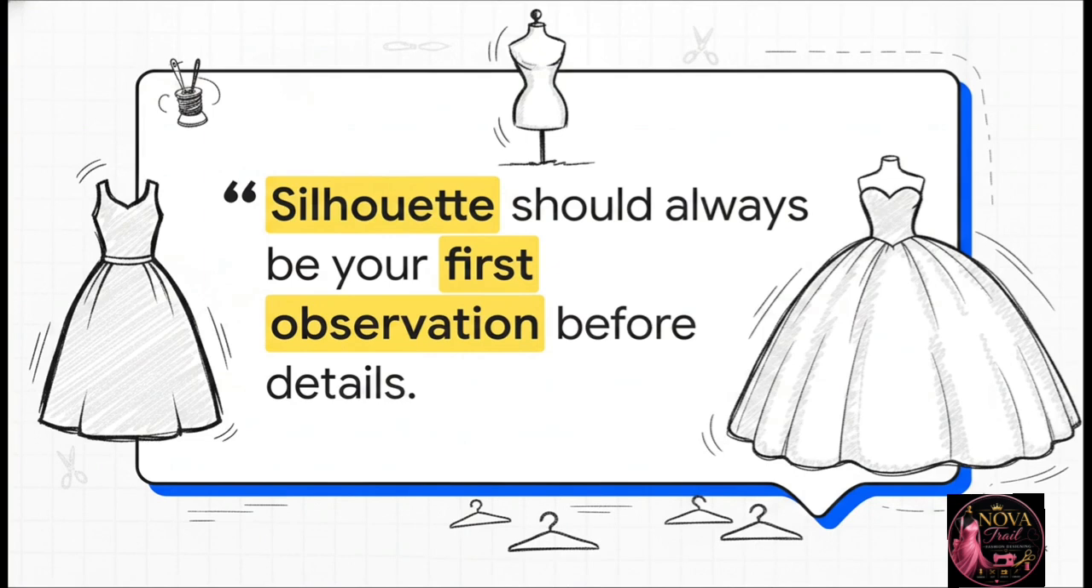Moving right along to Section 2, Silhouettes and Categories. Now, here's your golden rule as an aspiring designer. Silhouette should always be your first observation, way before you start looking at any of the details. You have to look at that overall outer shape before you let yourself get distracted by gorgeous embroidery, prints, or fabric textures. Think of the silhouette as the literal shadow the garment casts. If you can't identify that shadow, the details honestly just don't matter yet.